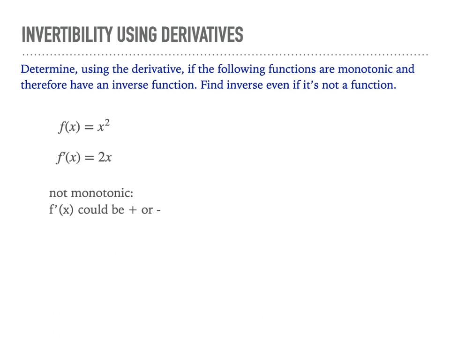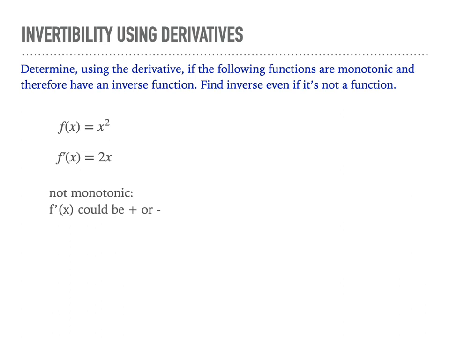Now remember, if the first derivative is positive, that means the function is increasing. If the first derivative is negative, that means the function is decreasing at that point. So as you can see, since the sign of the derivative can change, that means that f of x is not either strictly increasing or strictly decreasing, and therefore it's not monotonic.